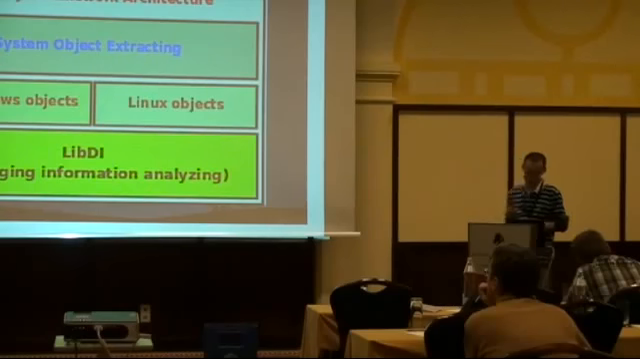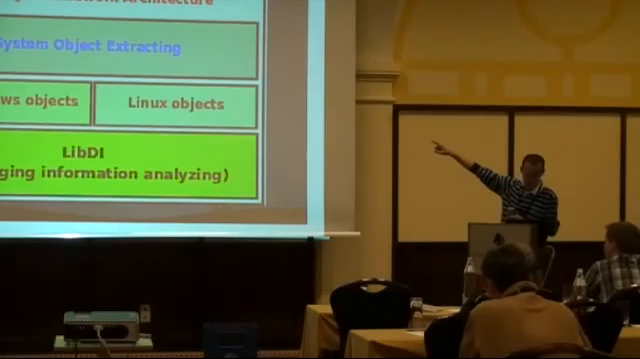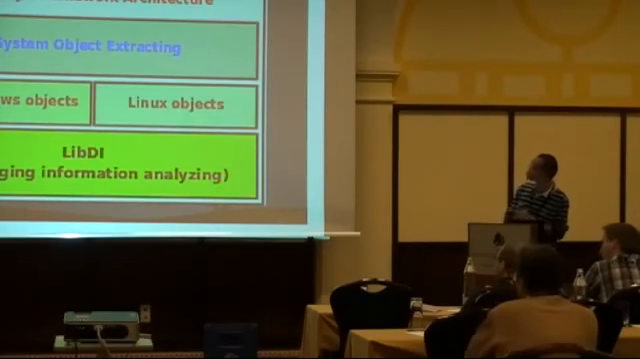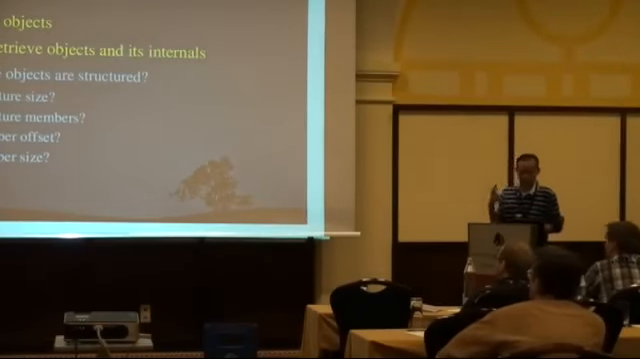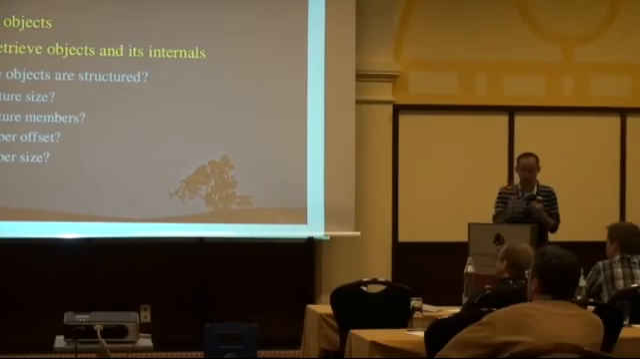So here is the architecture of eKimono. You can see that I split eKimono into multiple layers: bottom layer, middle layer, and top layer. Let me explain why I need those layers. To extract an object from the memory, you have two things to do. First, you have to locate where the object stays in the memory. Second, you need to extract the fields from the object.